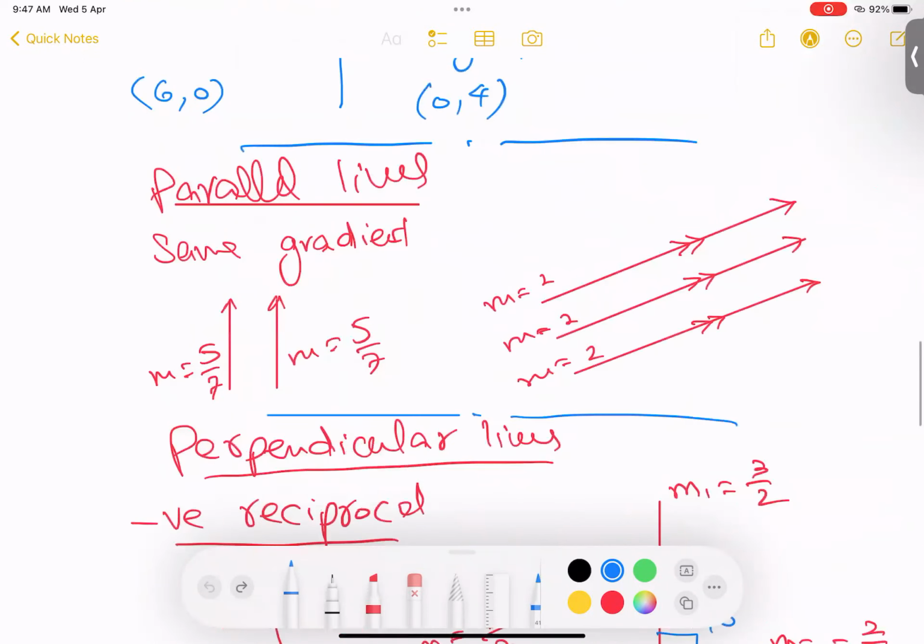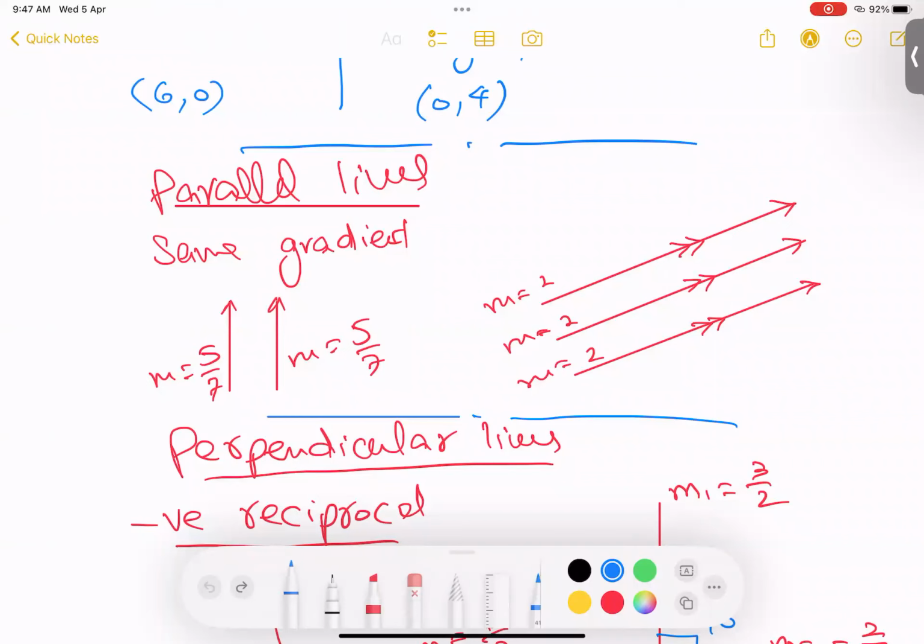Then we discussed a very important concept, that is the parallel line concept. When two lines are parallel to each other, they have the same gradient: 2, 2, or 3, 3, whatever gradient. They are the same. For example, one line is 5/7, the other is also 5/7. If they are parallel, otherwise they are not equal, right?